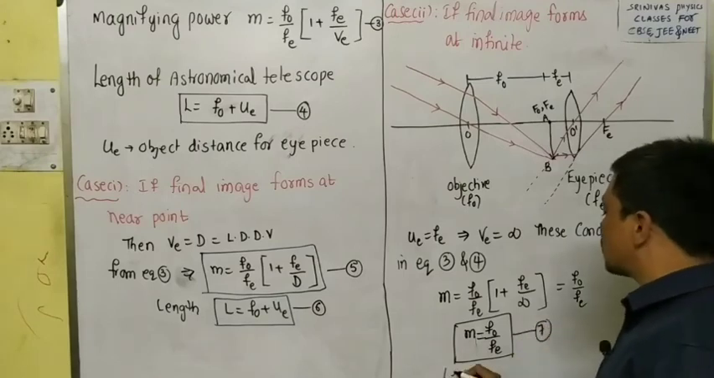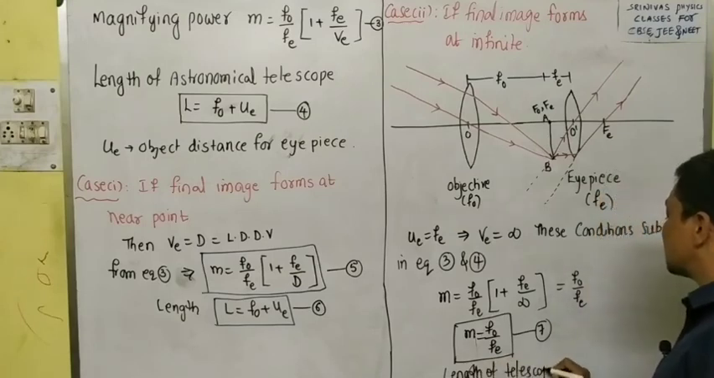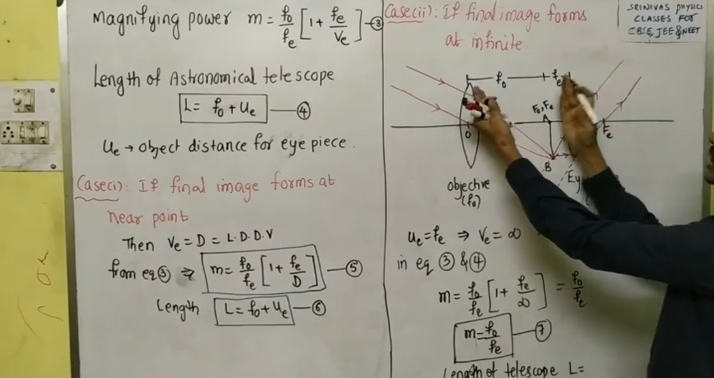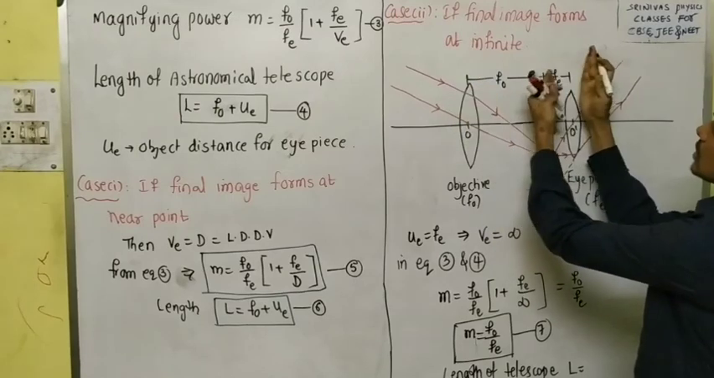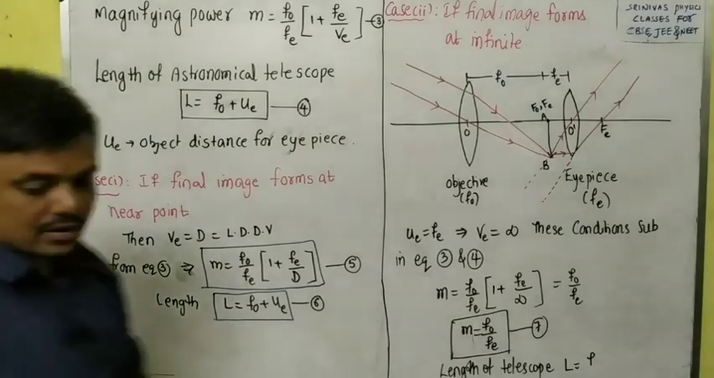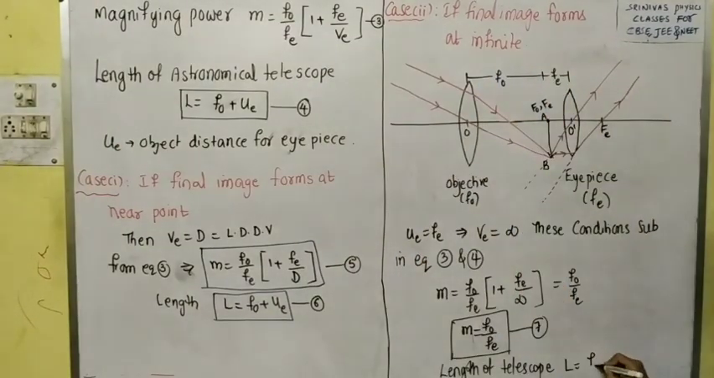What is the length of the telescope? How will we get the length? Length is nothing but the distance between the two lenses. What is the distance between the two lenses? This is F0, this is Fe. The length of the telescope, from the figure, we will get as F0 plus Fe. You see here, this is F0, this is Fe. Then we get F0 plus Fe.